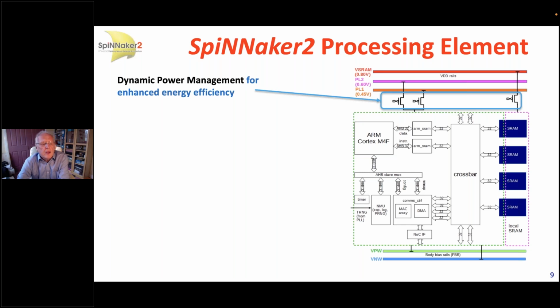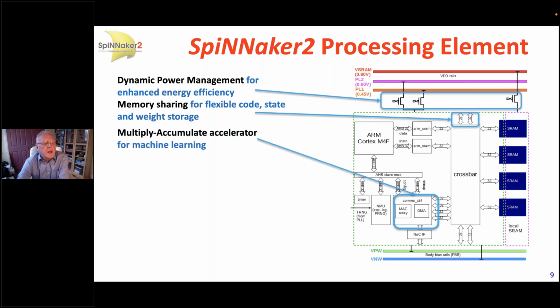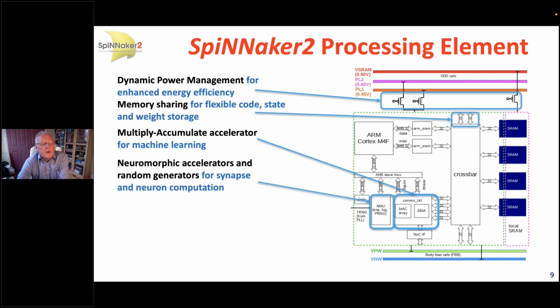We can analyze the workload for the next time step and then configure the processor to operate at its highest efficiency for that workload. We've added considerable support for memory sharing, which is a bit difficult on the first SpiNNaker machine, and we use it a lot more than we expected when we designed that machine. SpiNNaker 2 also has multiply accumulate accelerators so that we can support conventional machine learning algorithms as well as neuromorphic or spiking networks. But we've also introduced accelerators for those spiking networks based on what we've learned from observing the way users operate on the current machine.